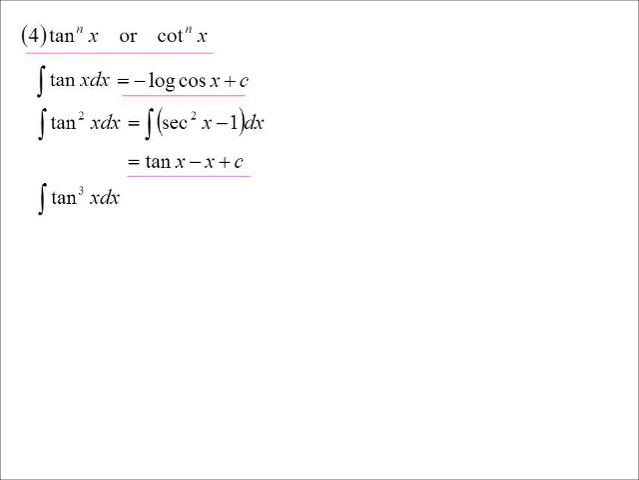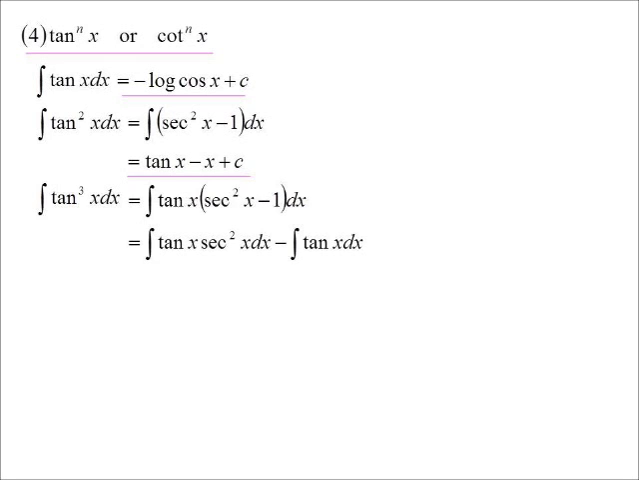Tan cubed. Again, it's playing around with that even power there. I'm going to factorise out the tan. It leaves me with sec squared minus 1. And I can rewrite that now as two integrals. The first one is tan x sec squared. Because I'll always end up with sec squared, I'm using that trig identity, and the derivative of tan is sec squared. So I can always do a substitution with the first integral.